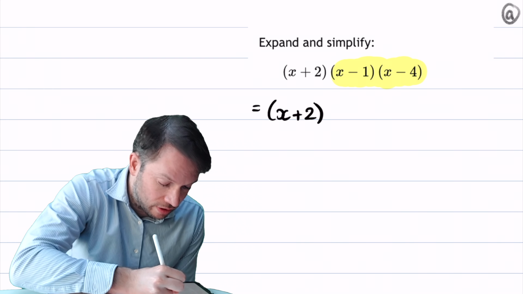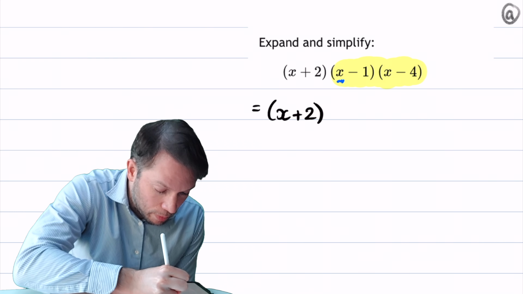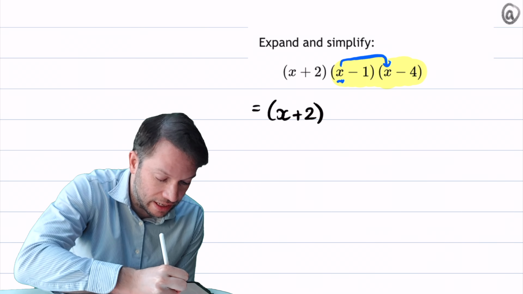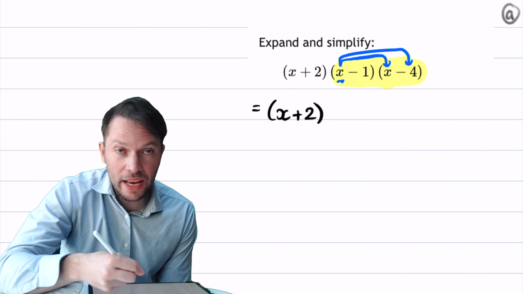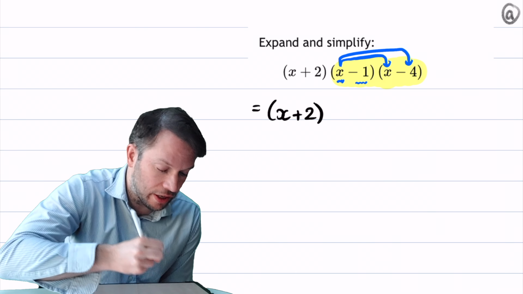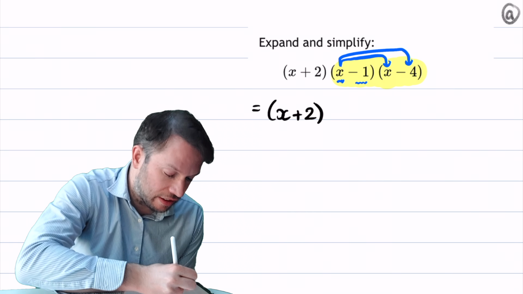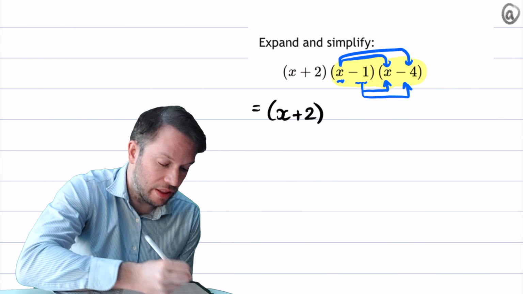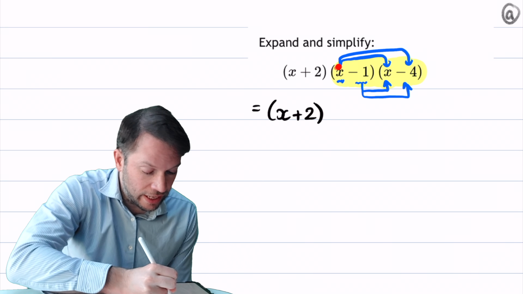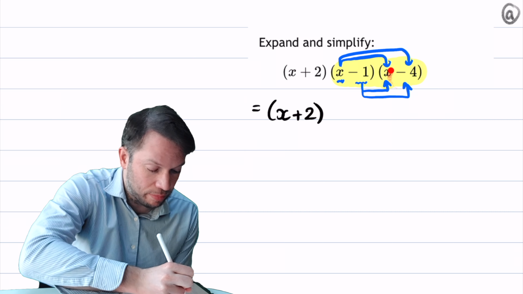So we're going to do this first thing in the first bracket multiplied by each term in the second bracket. So the x times the x and the x times the minus 4. And then we're going to do the second thing in the first bracket multiplied by each thing in the second. So the minus 1 times by the x and the minus 1 multiplied by the minus 4. So let's do the x multiplied by each thing in the second bracket first.